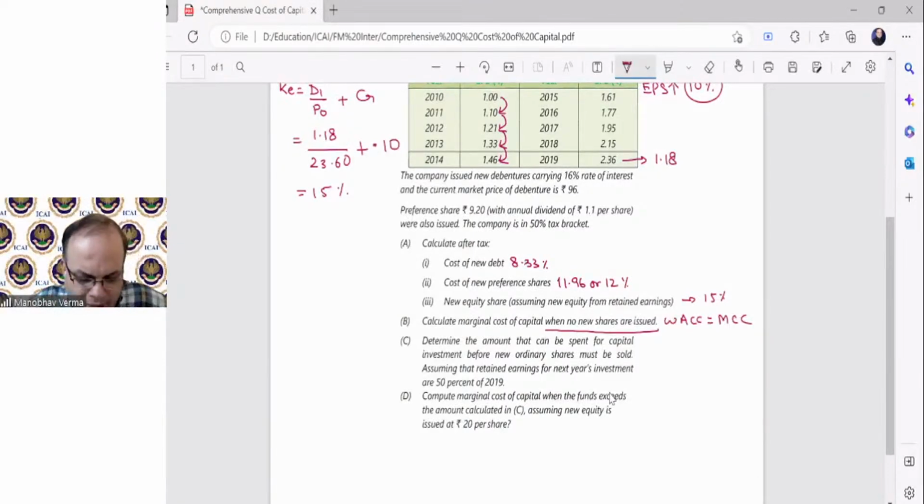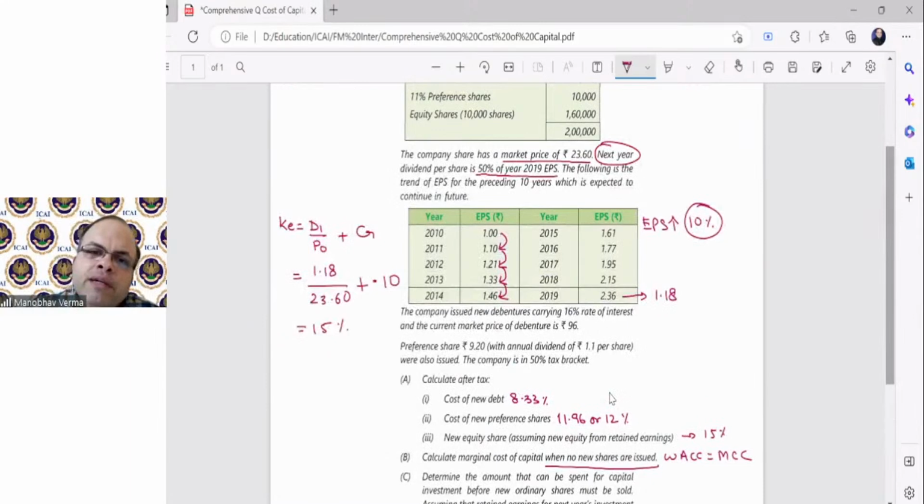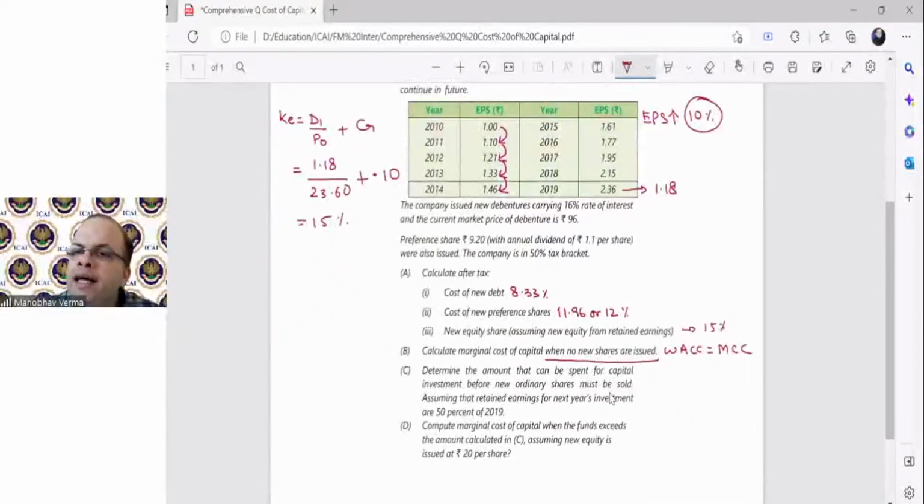Jyoti says why 1.18 is taken. Because, Jyoti, the question tells us that the next year dividend is 50% of 2019 EPS, and on the screen the 2019 EPS is 2.36. That is why we are doing 2.36 into 50%. Now, if you have to just calculate the WACC here, marginal cost of capital is the same. So basically, we need to just know the weights, right?